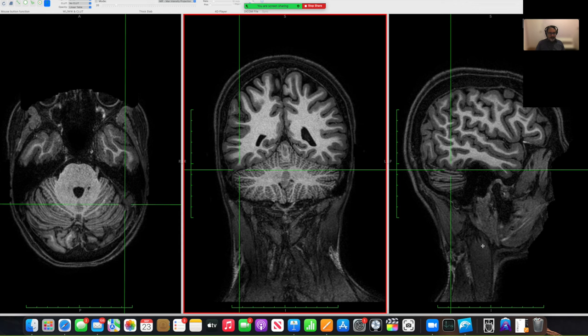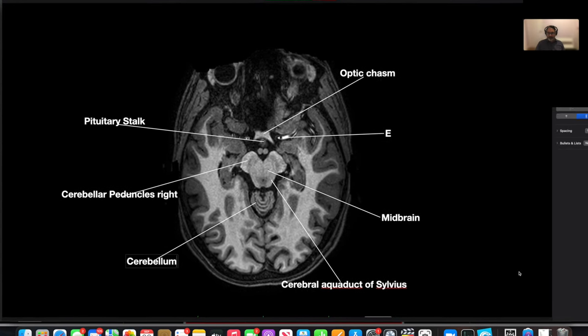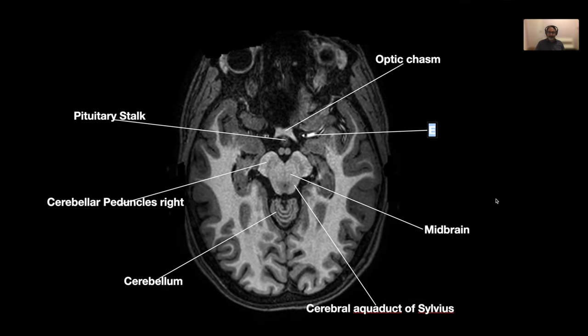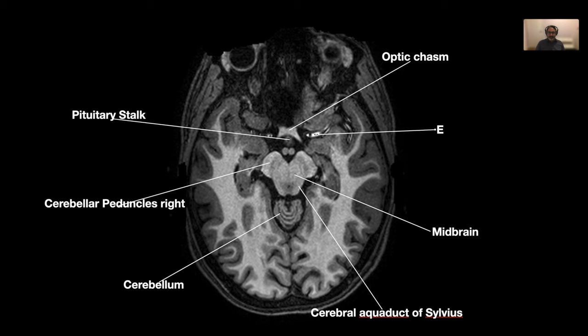All right. Well, that's done. Let's see what we've got. Yep, so we've got that correct. Well done. Now, E. What's E? It's a blood vessel.